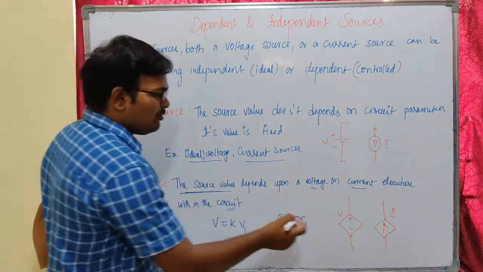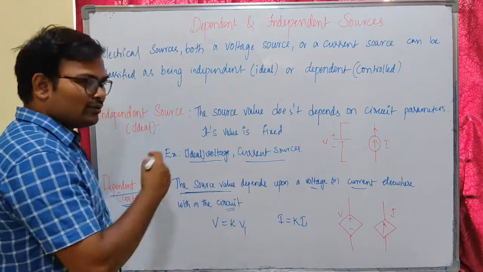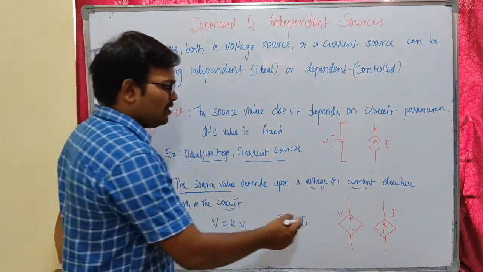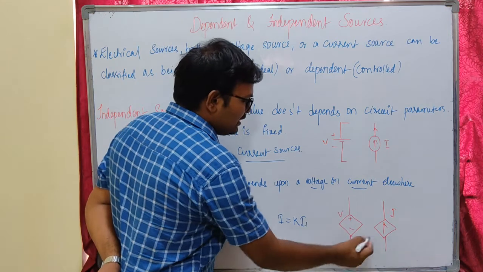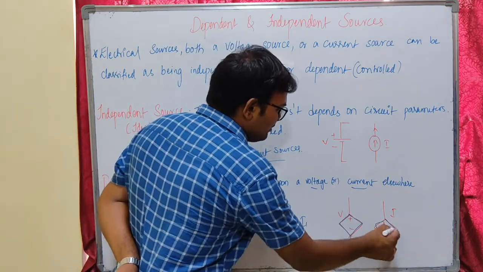So this is a symbol for a dependent voltage source. That's why it is called a controlled source. That means the voltage source can be controlled by any voltage or current in the circuit. Here this is the symbol for a dependent voltage source, and this is the symbol for a dependent current source. These rhombus shaped sources are dependent sources.